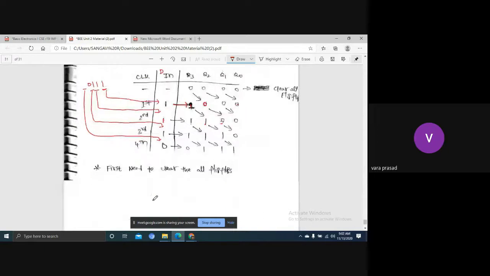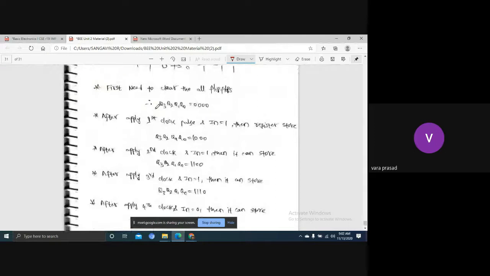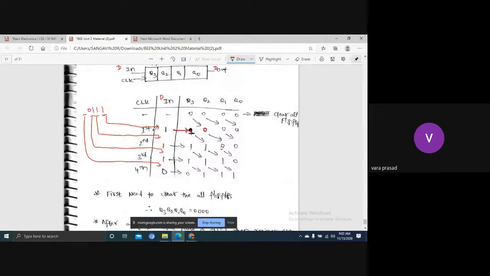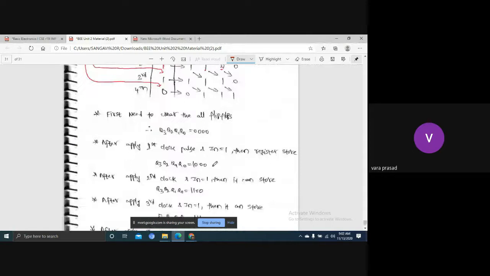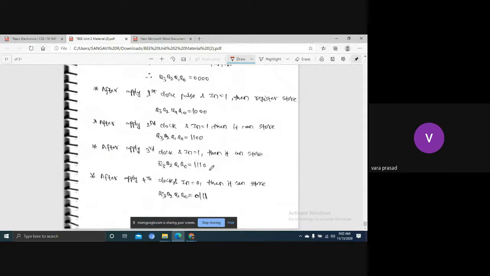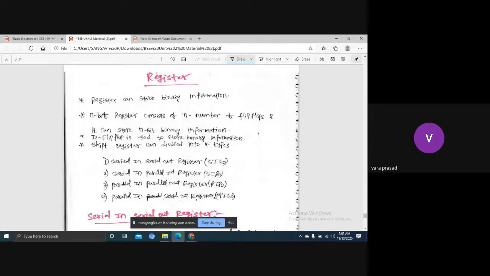First, you need to clear all the flip flops. Apply the first clock pulse with data in equal to 1. Then the register stores 1000 after the first clock pulse, 1100 after the second clock pulse, 1110 after the third clock pulse, and 0111 after the fourth clock pulse. In this fashion you can write it. This is the serial in, serial out register.